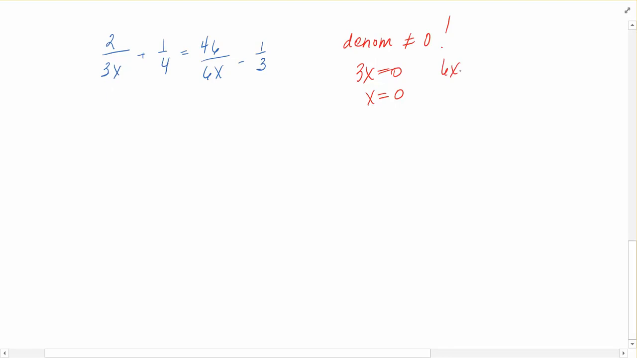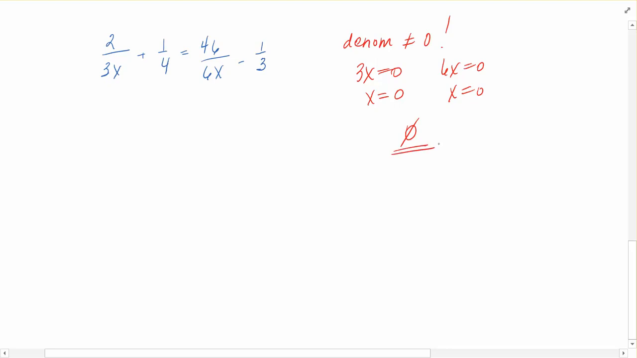In the second term, 6x equal to 0, we can see that when x is equal to 0 in this second fraction, that again causes the denominator to be equal to 0. So the number that is not allowed in the denominator in this particular case is the number 0. That's the number that we would have to exclude.